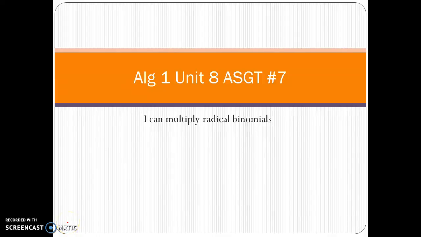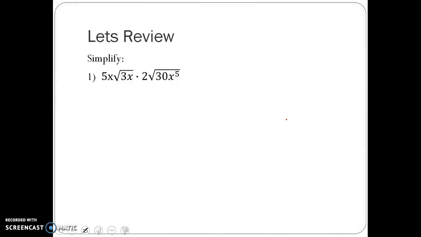All right, so in assignment number 7, we've multiplied radicals in the past, but we haven't multiplied radical binomials. So we're going to talk about what that is. We've multiplied binomials in the past, we've multiplied radicals in the past. We're just combining two topics from the past into one today. So let's go ahead and get started.